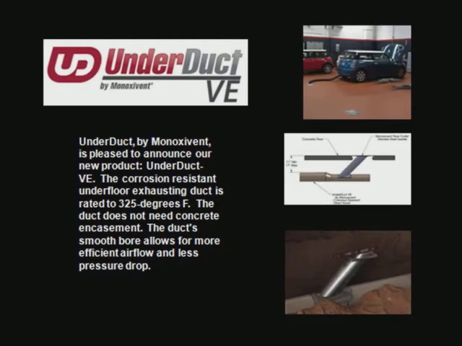Now this is very important. When designing an underground system, we recommend that you use our Underduct VE. Underduct VE is a fiberglass reinforced plastic ductwork. It can handle the 325-degree temperature range that we typically see for vehicle exhaust. The benefit of this is that it's not going to be negatively impacted by the corrosive nature of the earth, so that ductwork will be there probably long after the building is even there. And secondly, you get better air efficiencies because of the smooth ID.